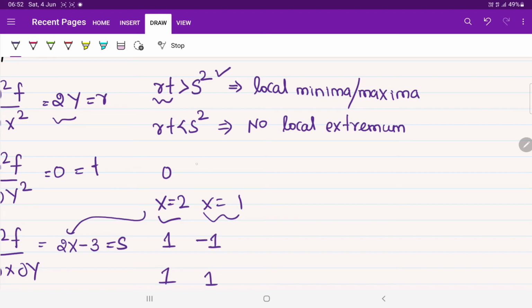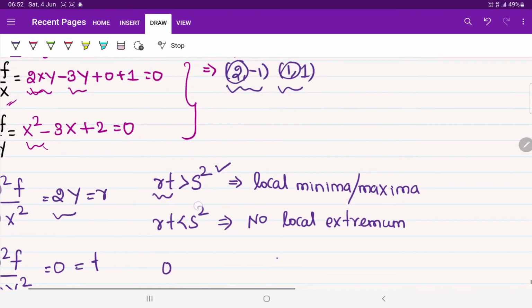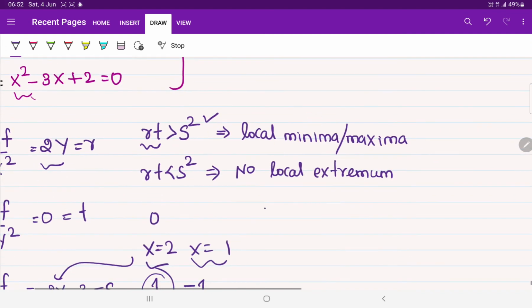When x equal to 2, the value of s² equal to 1. So I can write, when x equal to 2, or you can also combine all the stationary points. When x equal to 2, what is the value of y? See, when x equal to 2, y equal to minus 1.